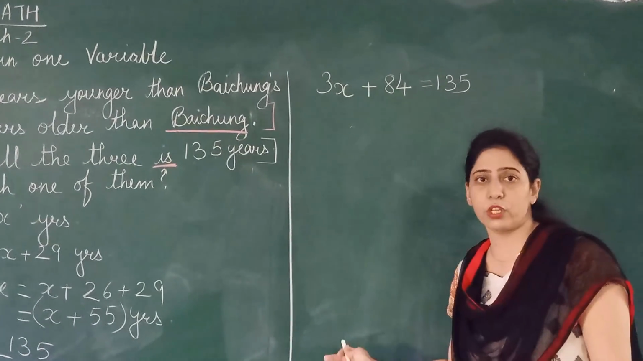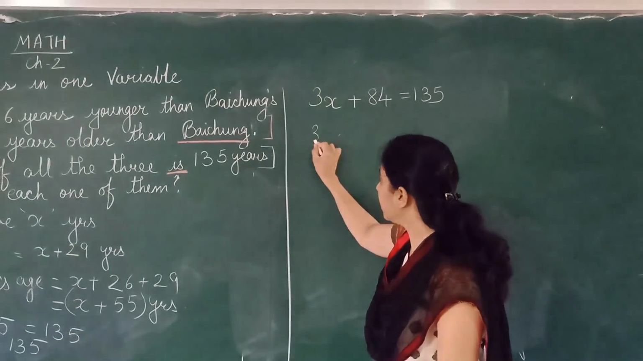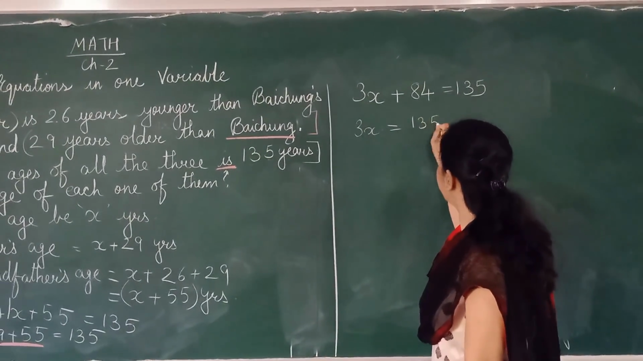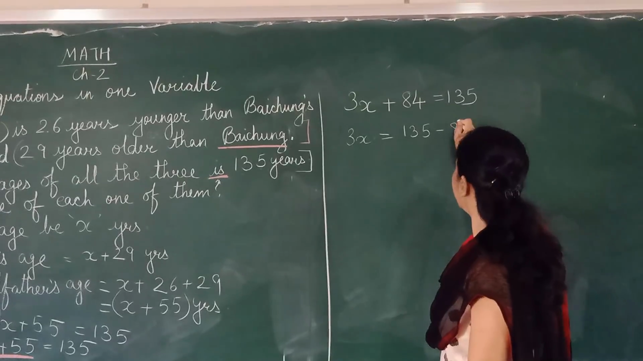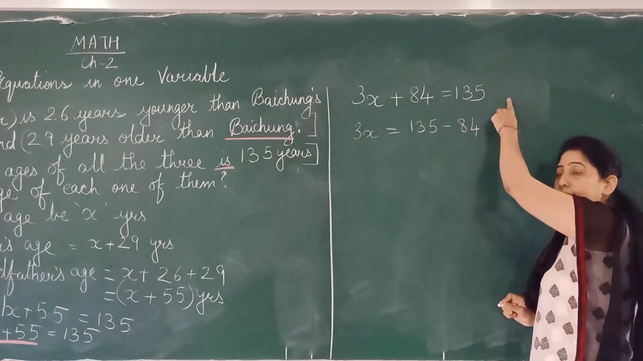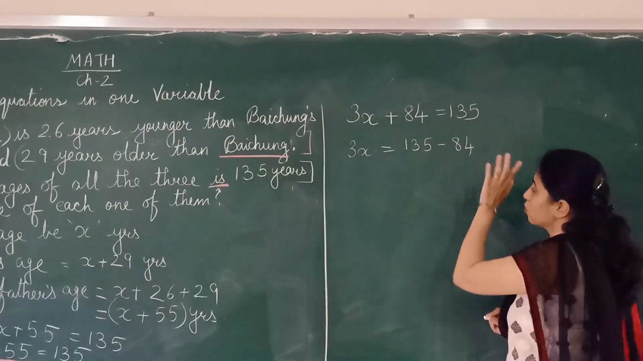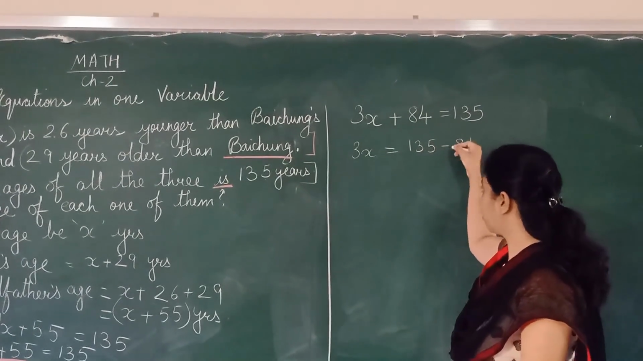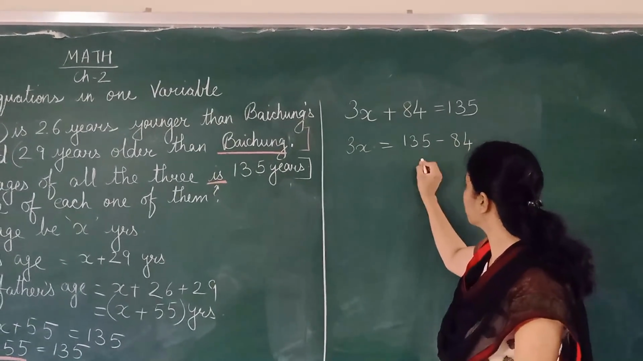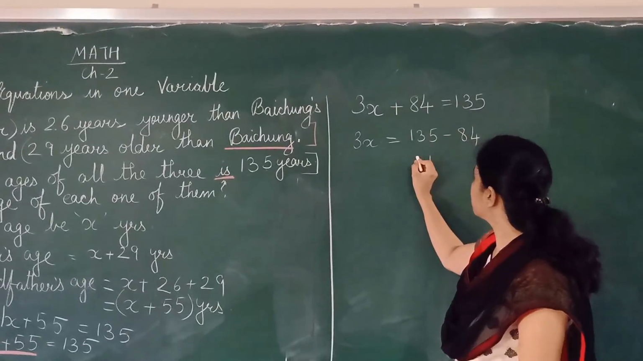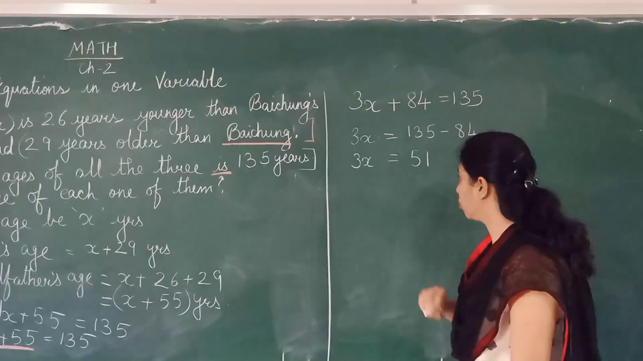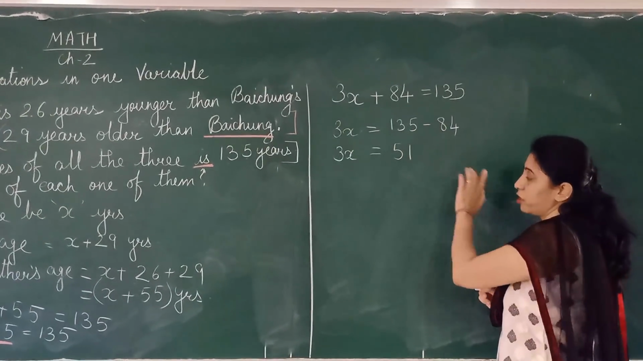Now again simple equations. Now what are you going to do? 3x is equal to 135 minus 84. Now this is plus 84. When it goes to the right hand side, it becomes minus. So minus 84. So now subtract 135 minus 84. So what will be your answer here? 3x is equal to 51. Okay. So 135 minus 84 is 51.